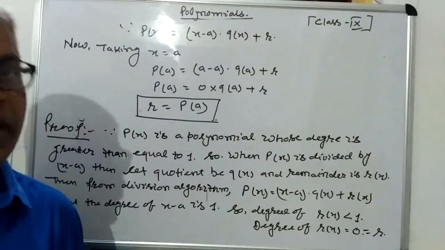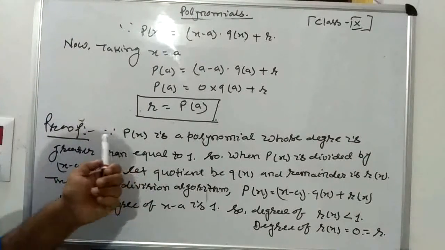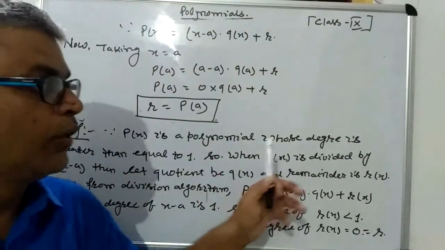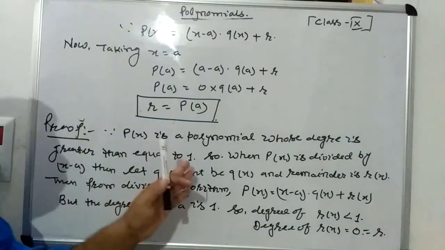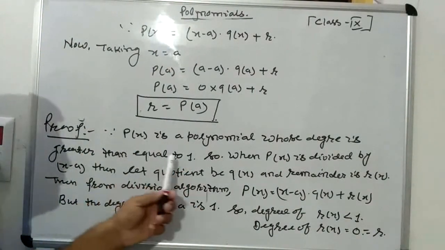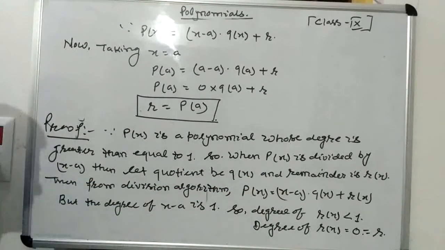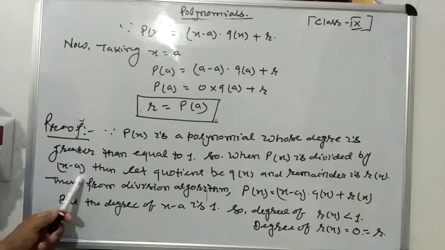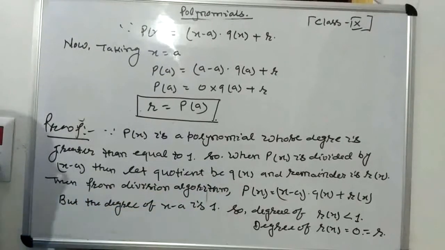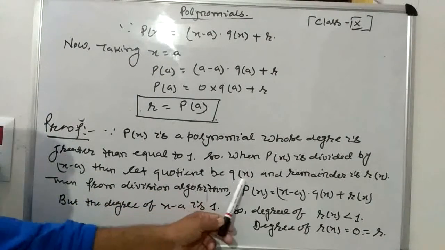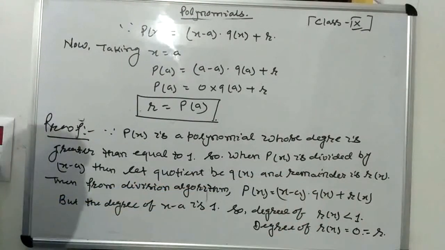This is the proof of the remainder theorem. Children, let's look at it once again. Suppose P(x) is a polynomial whose degree is greater than or equal to 1. The degree must be greater than or equal to 1. So when P(x) is divided by x minus a, which is a linear polynomial, let the quotient be q(x). There will be some quotient, so we suppose the quotient as q(x), and the remainder as r(x).